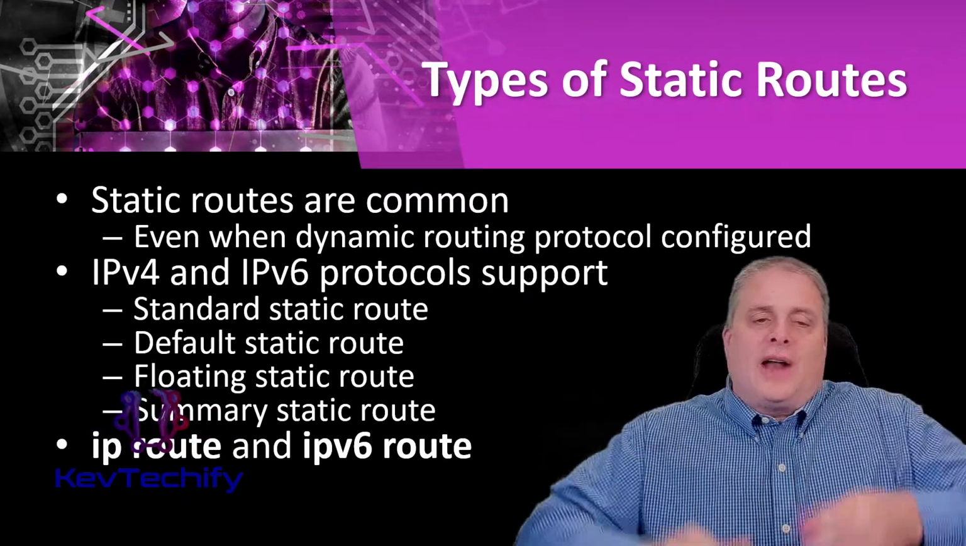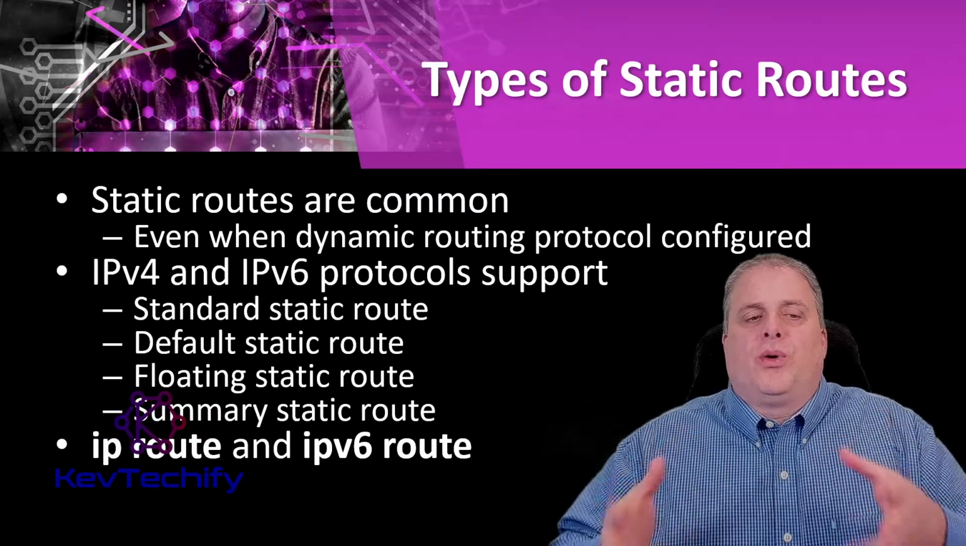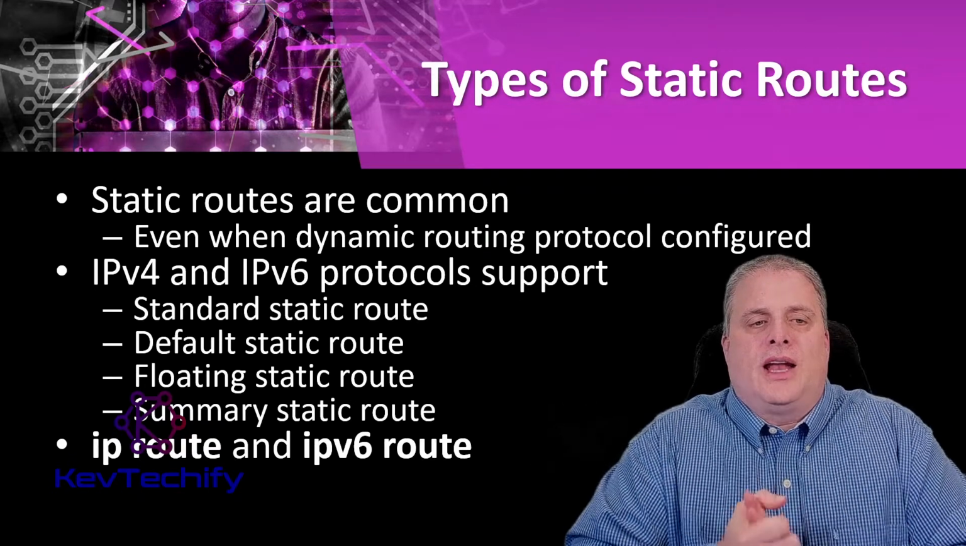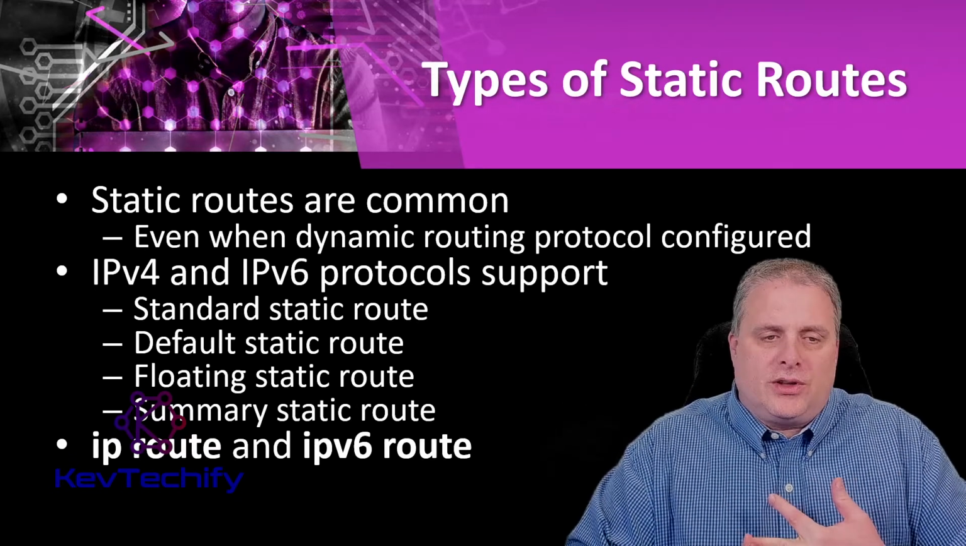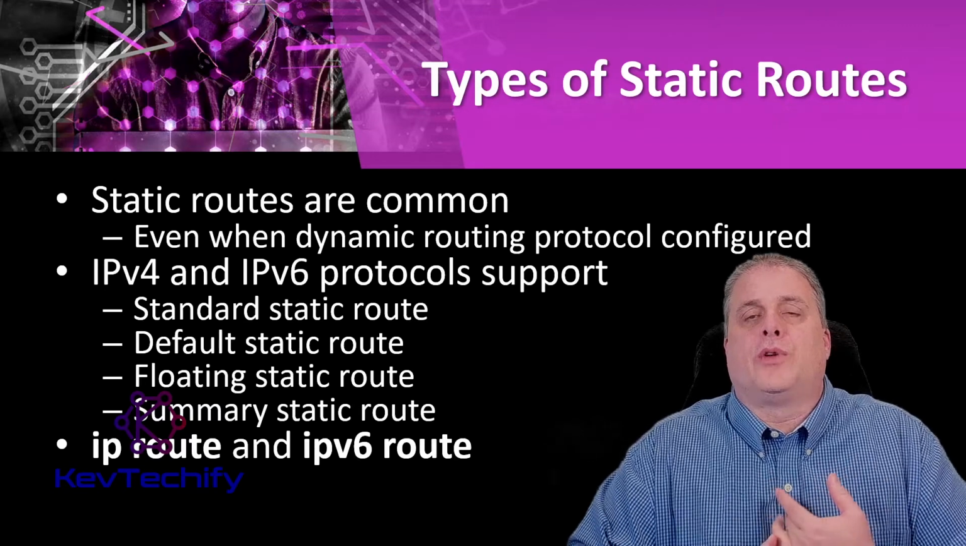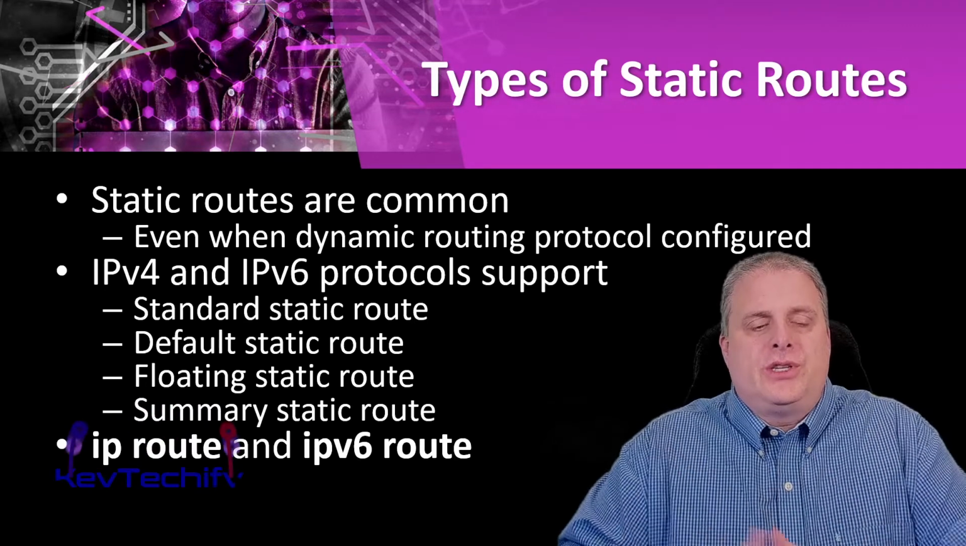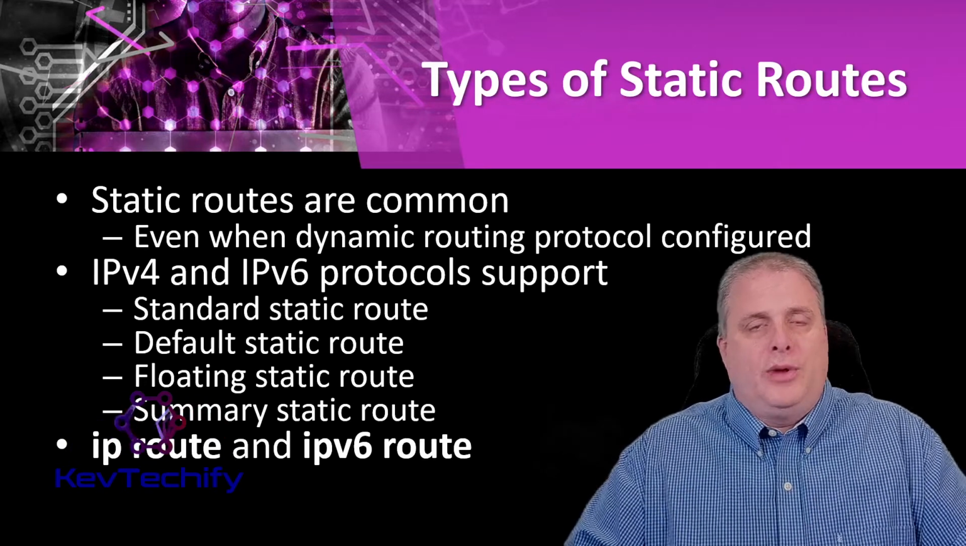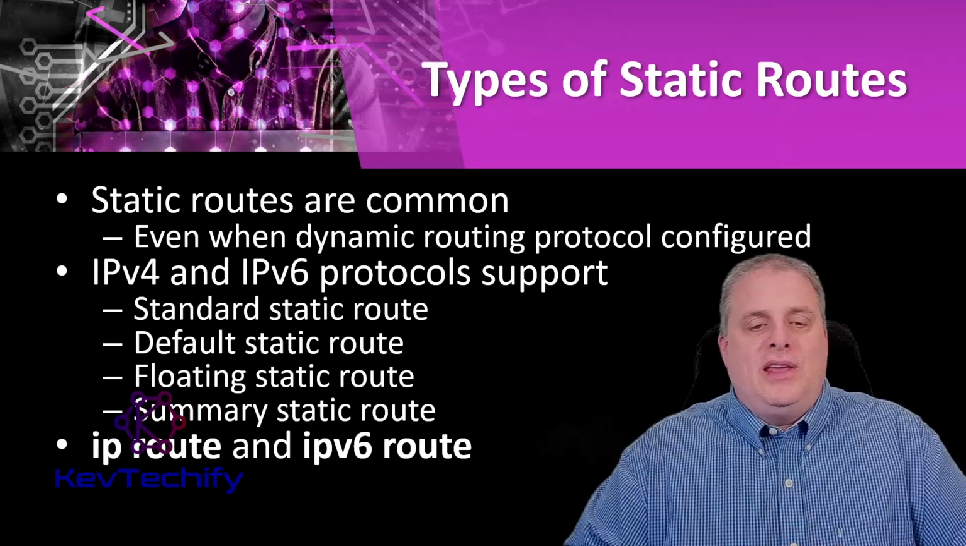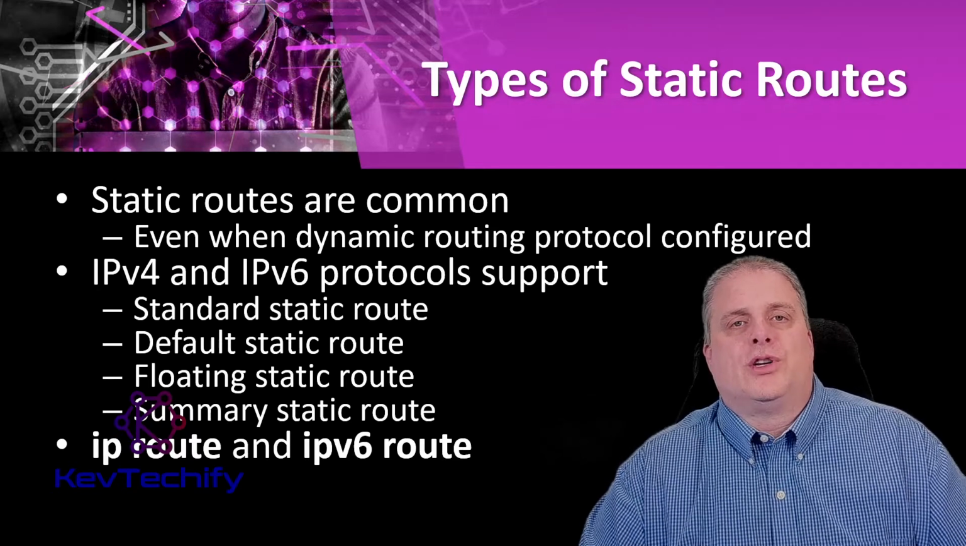IP version 4 and IP version 6 support four types of static routes: standard static route, default static route, floating static route, and a summary static route. The command to use these is ip route for IP version 4, and ipv6 route for IP version 6.